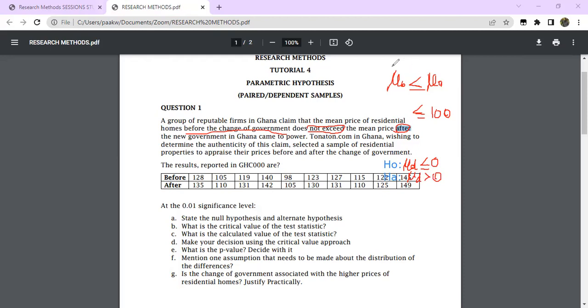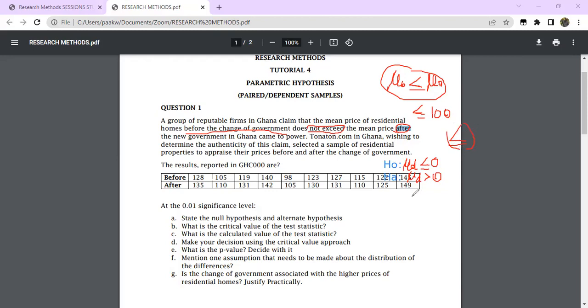So you see, when you use the mu before and the mu after, you easily identify your sign, whether less than or greater than. But if you don't use this and you want to formulate H0 and HA straightforwardly, you find it difficult. How are you going to know the sign for "does not exceed"? Someone can pick the question and say that "does not exceed" is less than or equal to, and less than or equal to belongs in what? The null hypothesis. You get it? Because they contain the equality signs.